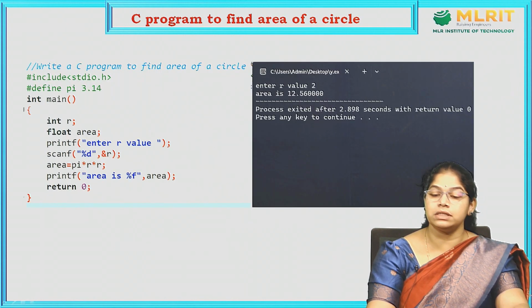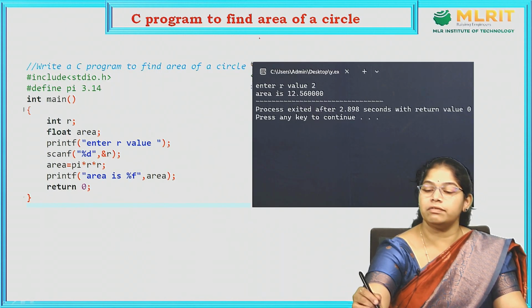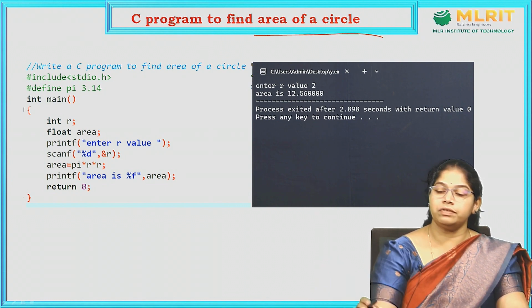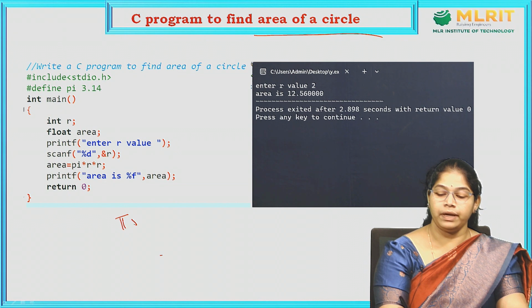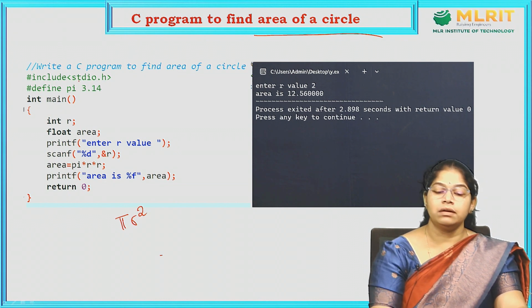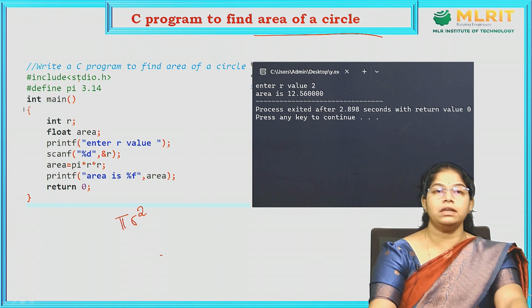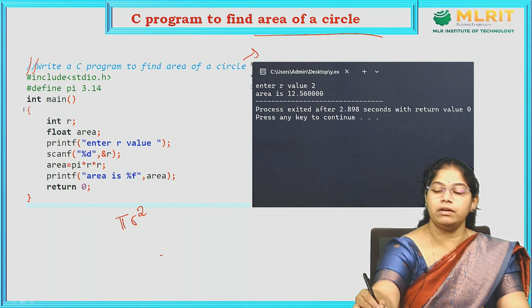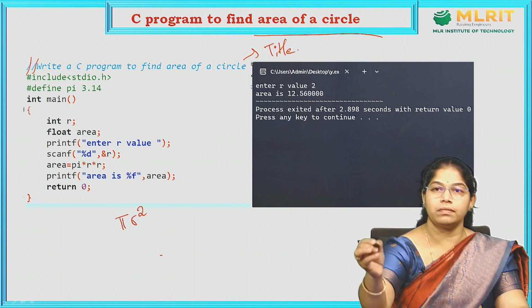Then coming to the next example, which is to find the area of a circle. We all know that the area of a circle is pi r square. The title of the program is: write a C program to find the area of a circle. So I included that in a comment section, which is the title of my program.